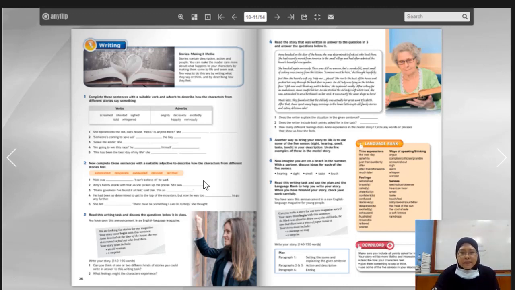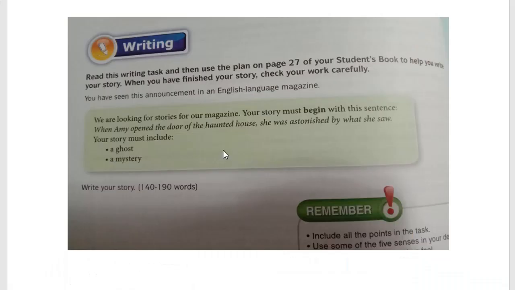Are you ready? Okay, let's look at this question. Read this writing task and then use the plan on page 27 of your textbook, download textbook, to help you write your story. This is the question. We are looking for stories for our magazine. Your story must begin with this sentence. When Amy opened the door of the haunted house, she was astonished by what she saw.